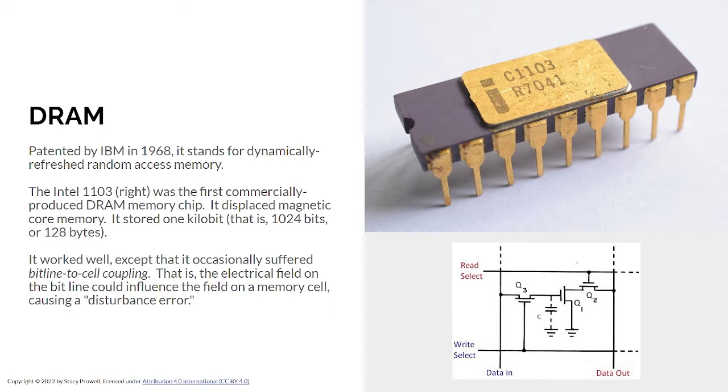Now this worked well, except that it occasionally suffered something called bit line to cell coupling. Here's a little diagram of it, and you can see various things going on here. We have data in, write select, read select, and a data out line, and a few transistors along the way here, a capacitor that's being charged or discharged to hold the information, and there you go. And what could happen is the electrical field on the bit line could influence the field on the memory cell, and this caused a disturbance error.